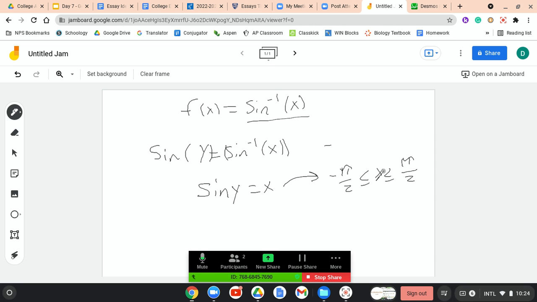Oh wait, sorry. The y has to be restricted. Our range is restricted. As long as we remember that our range has to be restricted.